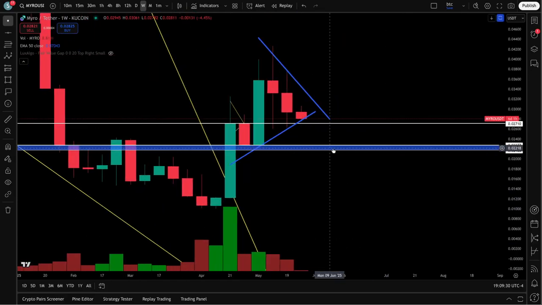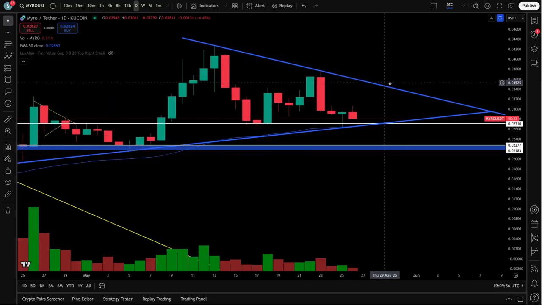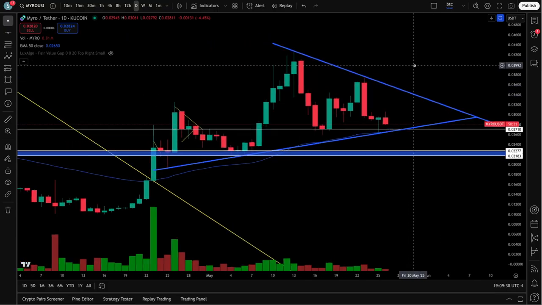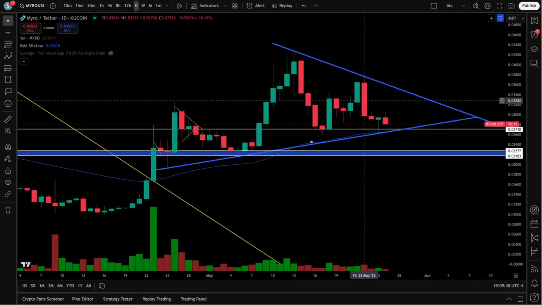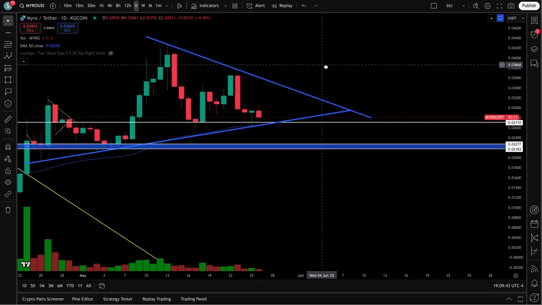Right, one thing we don't want to do, obviously, is come out the bottom of this wedge here. All right, let's go back on a daily. Now you can see our top lines up perfectly and our bottom lines up perfectly on this.